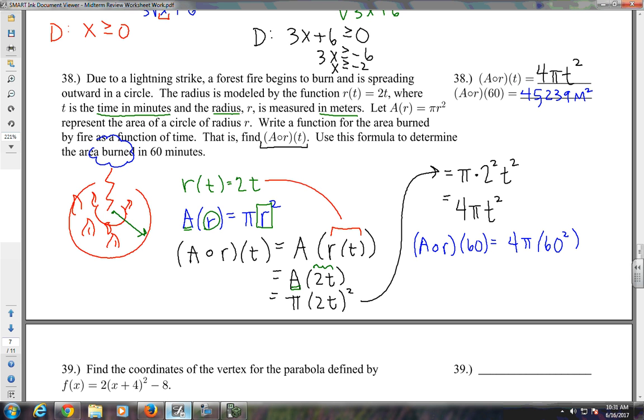Again, when you see the word problem, don't panic. Focus on the math. What is it asking me for? It's simply asking me to compose those functions. If I follow the process, I'll be able to work that word problem.